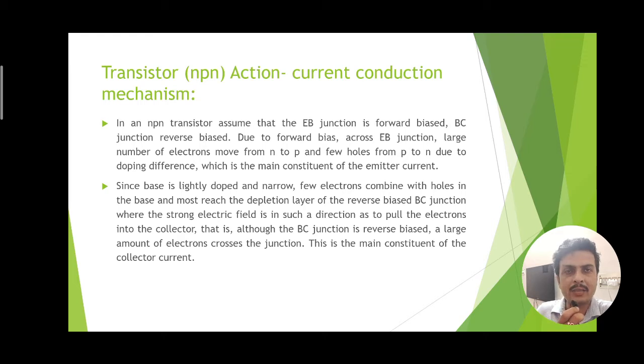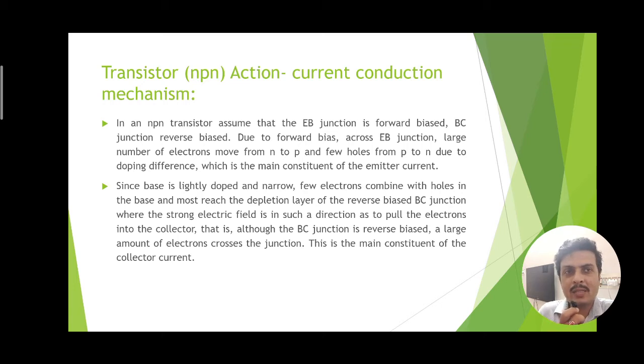Regarding the transistor action, we need first the complete knowledge of the current conduction mechanism, because until and unless the current conduction mechanism is clear for a bipolar junction transistor, none of the operation using transistor will be clear. So before going to start the current conduction mechanism, let us start with the two junctions, that is, the emitter base junction and collector base junction.